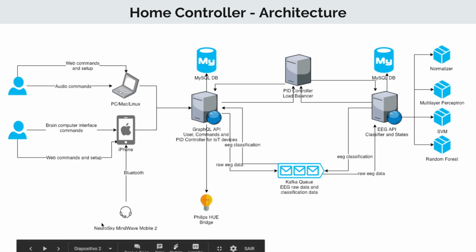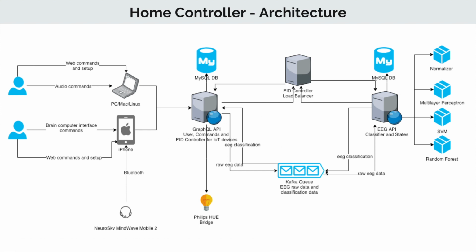that are coming from the NeuroSky MindWave Mobile headset are being sent directly to the server, then to the queue. Finally, the queue is consumed by this application, and this application pushes back the classification for those brainwaves. So this is basically the architecture of the system.